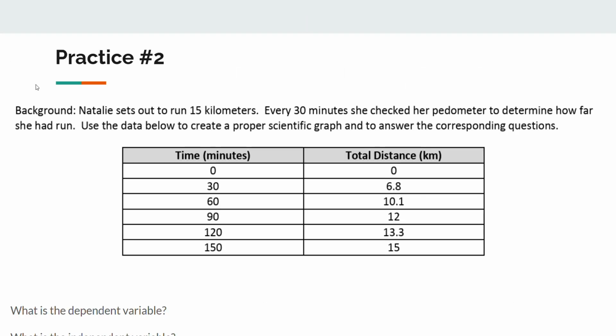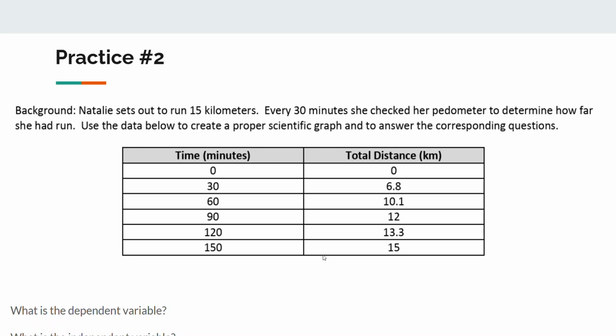All right, our next practice question. Natalie sets out to run 15 kilometers. Every 30 minutes, she checked her pedometer to determine how far she had run. Use the data below to create a proper scientific graph and to answer the corresponding questions. So we need to determine what is the dependent variable, what is the independent variable. Okay, so what is Natalie controlling? So she is controlling how long she is running. Okay, she's controlling how often she is checking her pedometer. So the independent variable is the time. Okay, how long is she running?